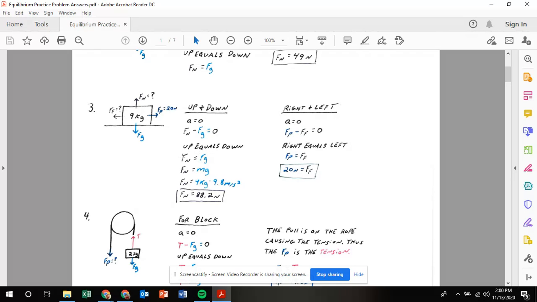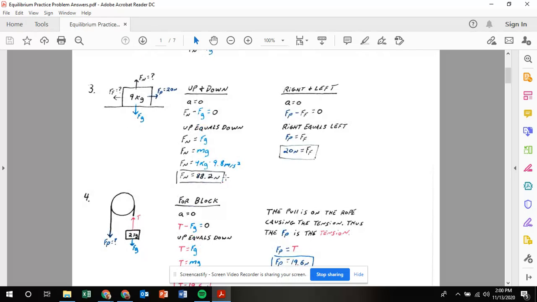So when up equals down, our normal force equals force of gravity. Force of gravity is the mass times 9.8. So 9 times 9.8 tells us the normal force is 88.2 newtons. Right and left, our right arrow is force of push, left arrow force of friction. So force of push equals force of friction, and since force of push is given at 20, we know force of friction is also 20 newtons.